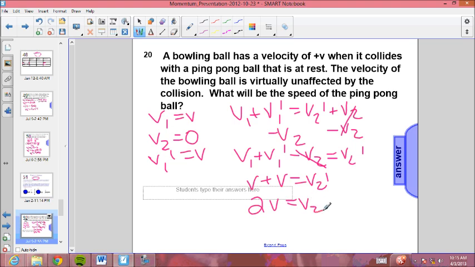So if you think about it, basically our bowling ball is going to hit the ping pong ball, and the ping pong ball, which is so much lighter, is going to be going double the speed of the bowling ball. It's going to get hit and then just go flying at double the speed.